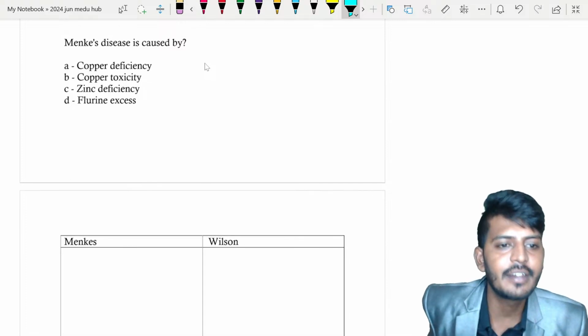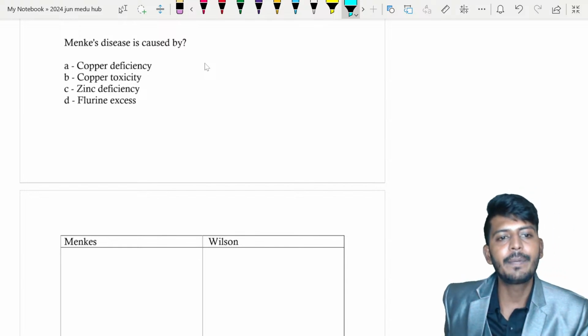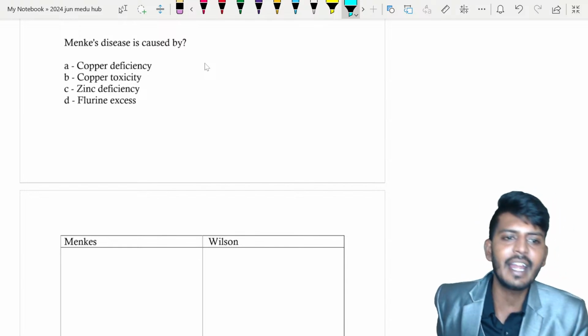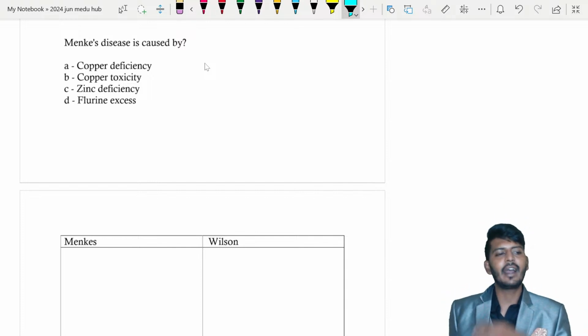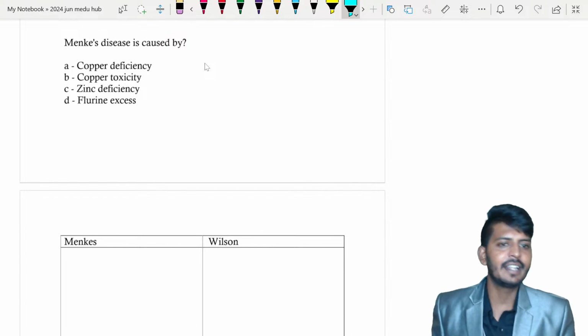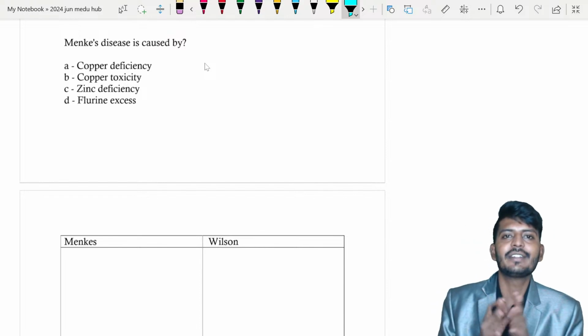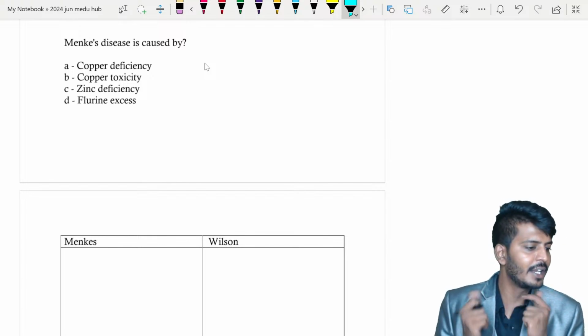Okay, let's talk about the next disease. Menkes disease is caused by what? Okay, options are copper deficiency, copper toxicity, zinc deficiency, fluorine excess. So Menkes disease में क्या होता है? जल्दी बता दो आप सर. So Menkes disease is a type of genetic disorder. Yes, it is a genetic disorder which is caused by mutation of a particular gene. So we will talk about that. First, quickly give me the answer.